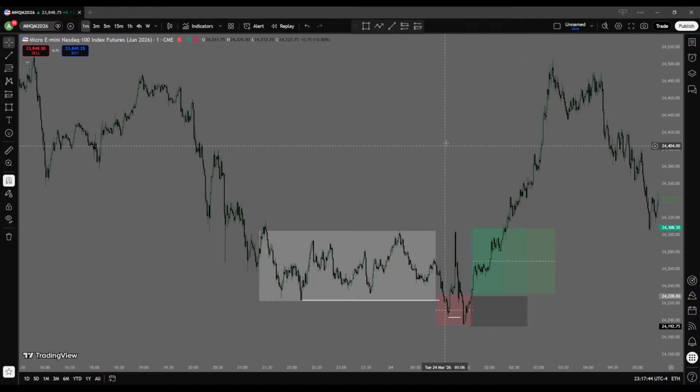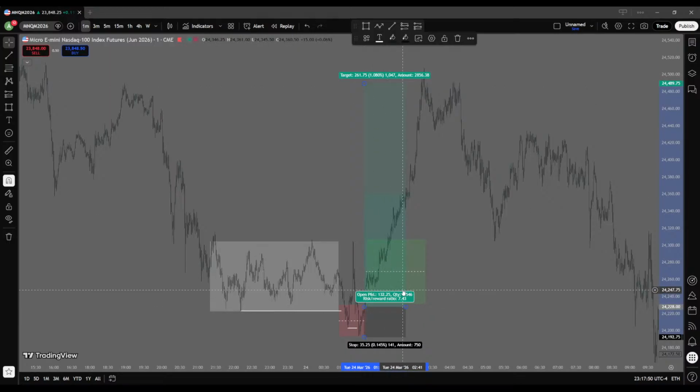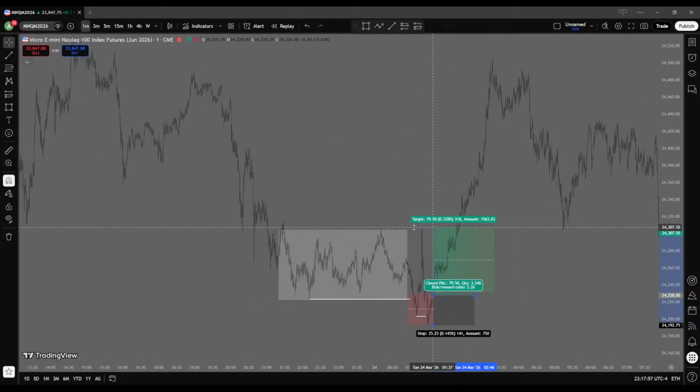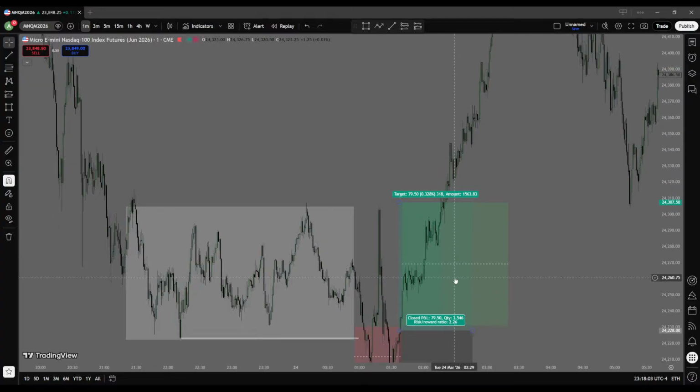Obviously, if your bias is completely right, it's going to run like crazy. But I wouldn't be expecting a 7 to 1 risk to reward. Obviously, this is a bit more of an extreme example. I would personally just aim for the high of the consolidation. It's fairly consistent. 2 to 1, that's solid.